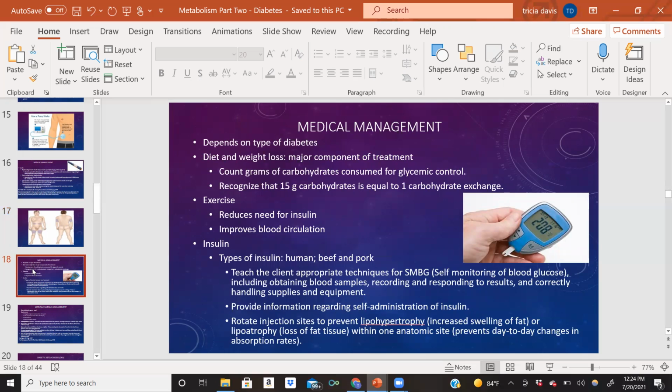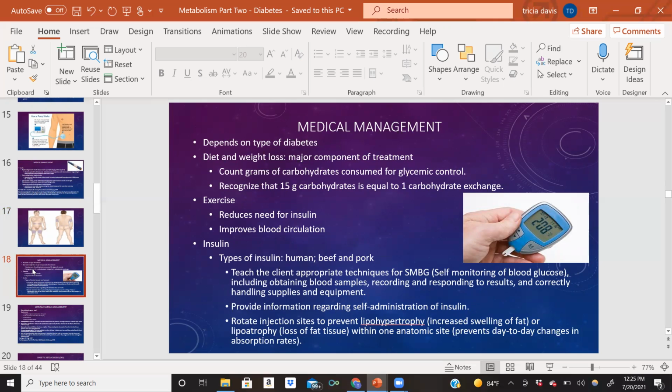So for medical management, it's going to depend on the type of diabetes that they have. Obviously, we want to encourage diet and weight loss. These are major, major components of treatment. We don't want these patients to be dependent on insulin and oral hyperglycemics for the rest of their life. So if they have type 2 diabetes, we want to encourage diet and weight loss management. We can teach our patients to count grams of carbohydrates consumed because that ultimately is going to give them that great glycemic control that we're looking for.